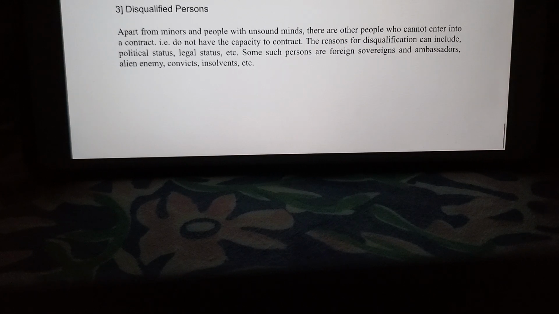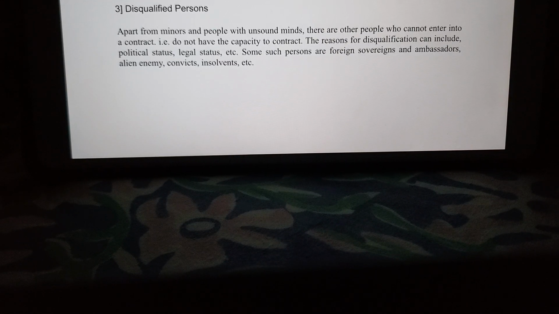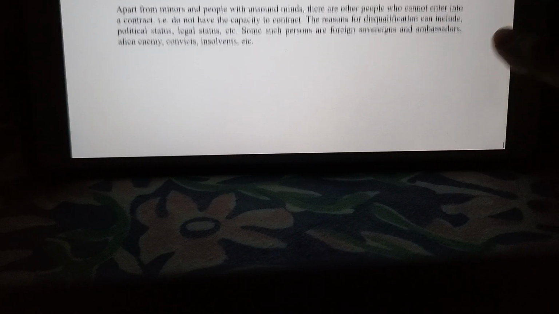3. Disqualified persons. Apart from minors and people with unsound minds, there are other people who cannot enter into a contract, that is, do not have the capacity to contract. The reasons for disqualification can include political status, legal status, etc. Some such persons are foreign sovereigns and ambassadors, alien enemy, convicts, insolvents, etc.